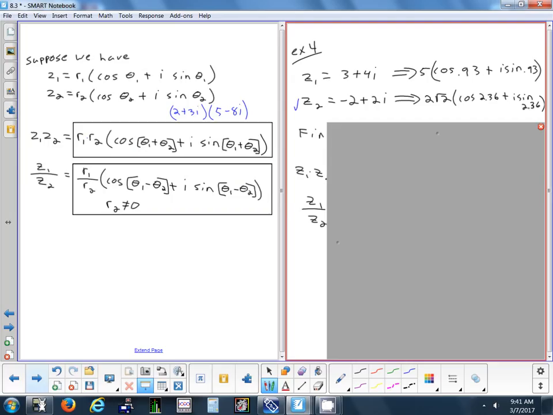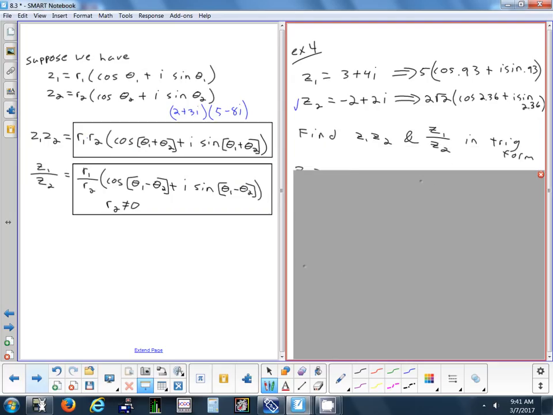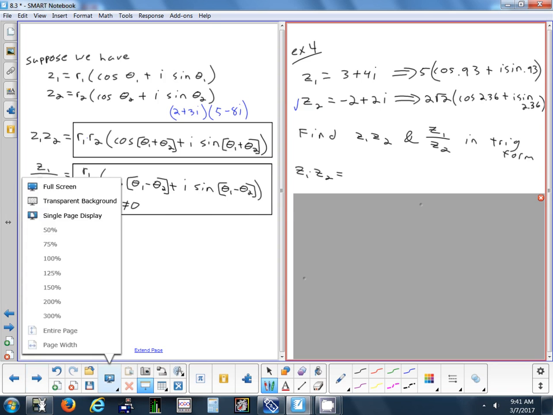Z1, I don't think we did. Okay, but I converted it to polar for you. We found the radius. It's a 3, 4, 5 right triangle. And I found the angle in radians. Okay, so I want to take and multiply Z1 and Z2, and then divide Z1 and Z2. Okay, let's start with multiplication.